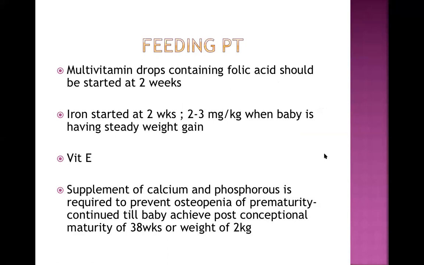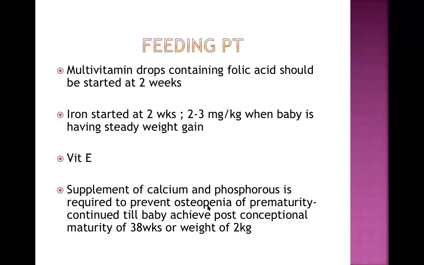It should be started from 2 weeks because by that time the GI tract is already ready. Iron should be started at 2 weeks. We don't give iron before that. And the dose of the iron is 2 to 3 milligram per kg. Vitamin E, one of the very important antioxidants, also should be started by around 2 weeks' time. And if the baby is very premature, even calcium and phosphate supplementation has to be given. Otherwise, the baby will suffer from osteopenia of prematurity.